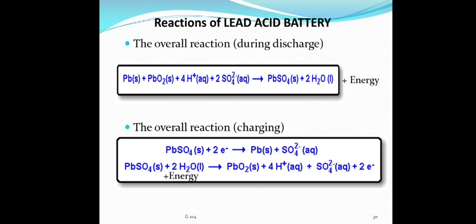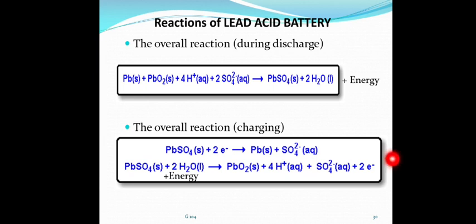The overall reaction during charging, you can just write the reverse of this. 2 PbSO4 plus 2H2O gives rise to Pb plus PbO2 plus 2H2SO4. Is it not? Two electrons cancel. So here, to undergo charging, you have to supply electrical energy. Here the electrical energy is produced during discharging. So you need electrical energy during charging. That you should remember.